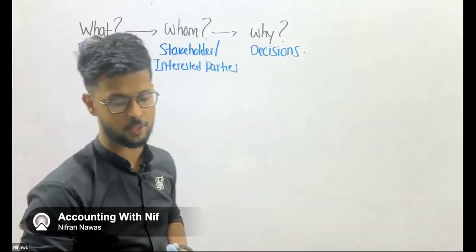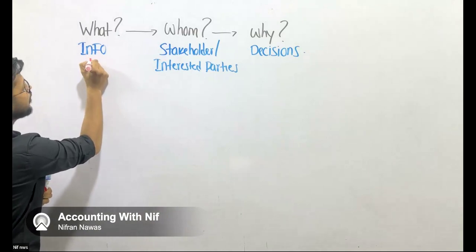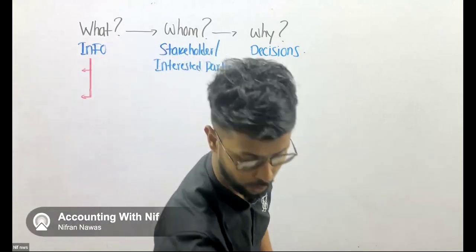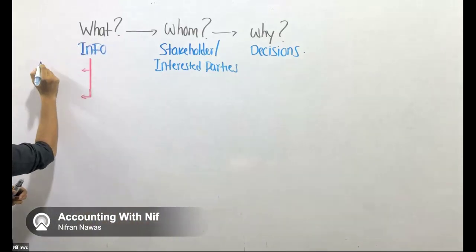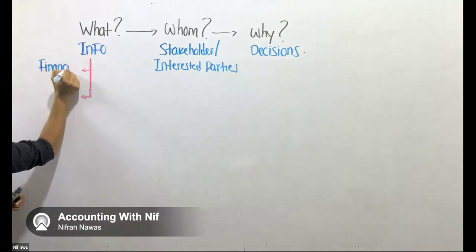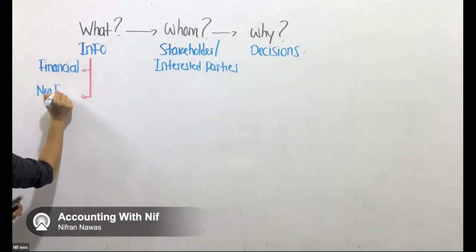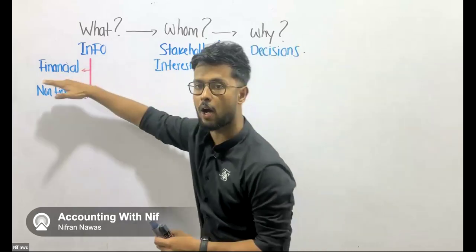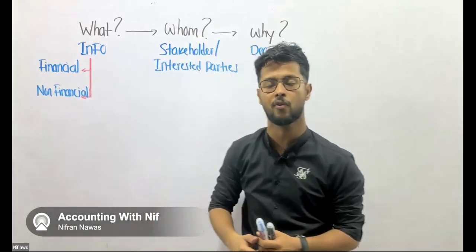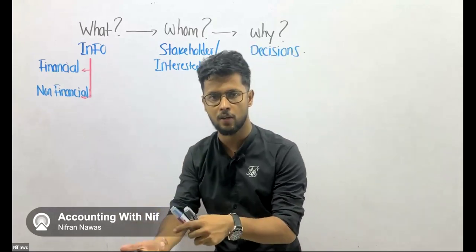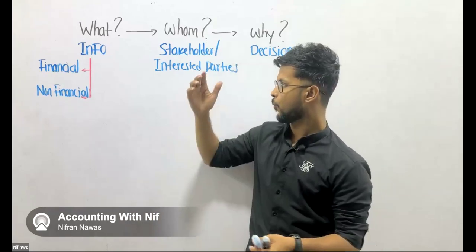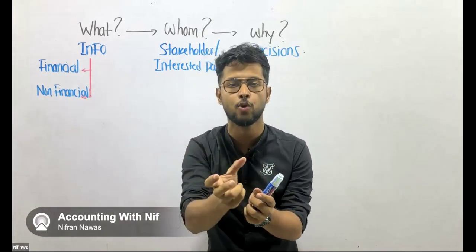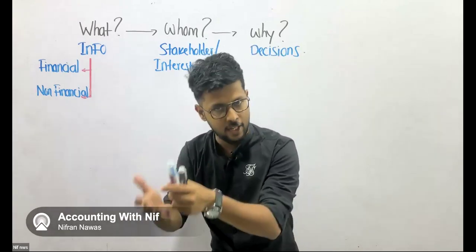So as far as this information is concerned, the information that we provide is of two types, right? We've got financial information. We also have information that is of a non-financial nature, right? So we provide two kinds of information: information of a financial nature and information of a non-financial nature. So what is the difference between financial and non-financial information? When a piece of information is given to you, and if that piece of information is attached to a monetary value, if it is attached to a rupee value, it's financial information.